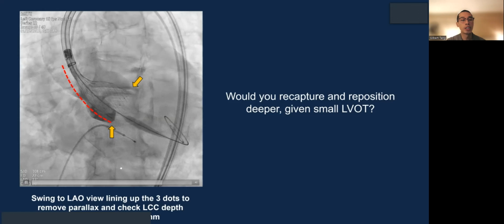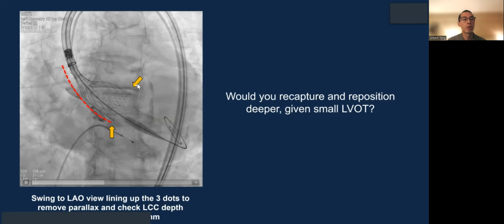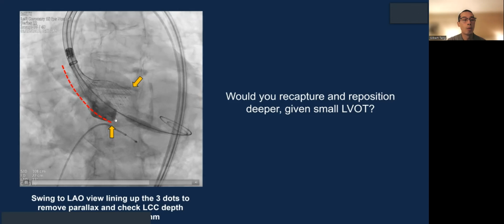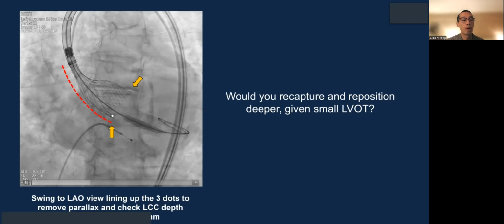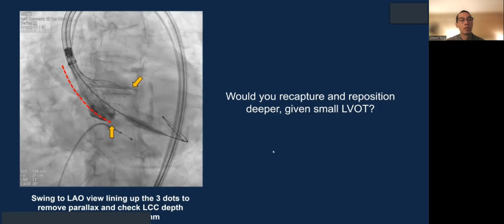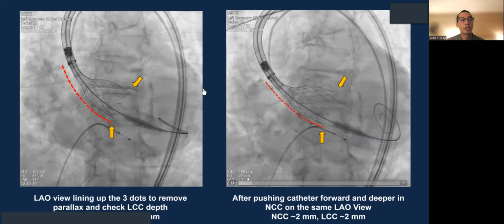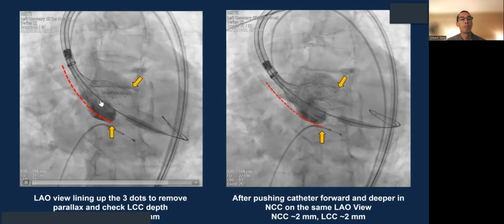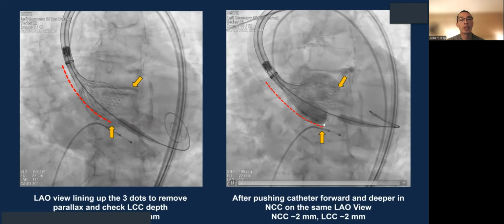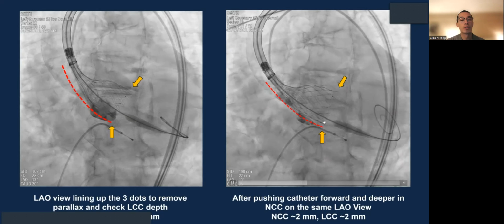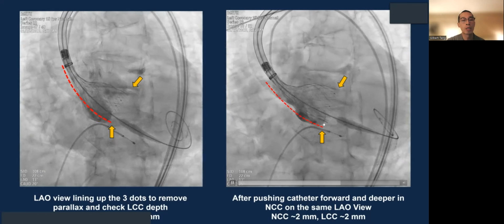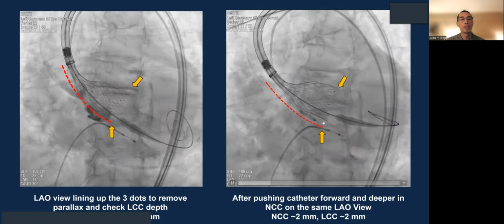In this case, we swing to the LAO view to make sure we have not missed the left. But you can see the right is certainly quite high, almost at 0, so we might be concerned about pop-out in the setting of a smaller LVOT. Rather than recapture, you can push the catheter more to the outer curve and try to gain some depth. Now the depth is not 0 or 1, but around 2 to 3 millimeters, with the dot marker here at the base of the NCC.